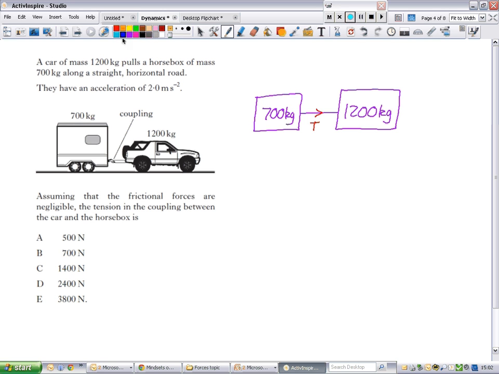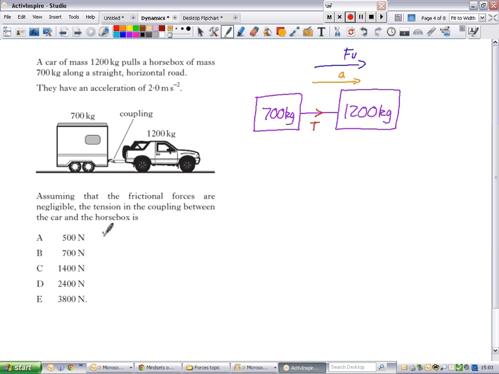You know that the unbalanced force is in the forwards direction because it's travelling this way, so you can indicate your unbalanced force going this way. Therefore, there's also an acceleration in that direction. That gives you just about everything you need for the next step. Assuming that the frictional forces are negligible, there's no other force in this direction. The question asks: the tension in the coupling between the car and the horse box is? So you're looking for the tension in the coupling.